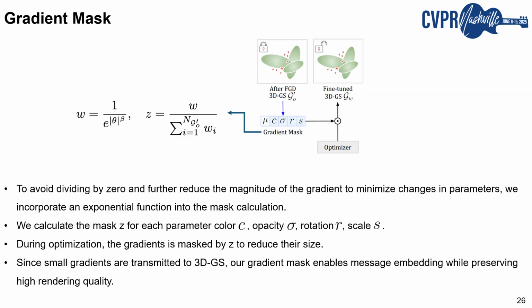After the FGD process, models still render high-quality images. We propose a gradient mask to maintain this quality, using an exponential function. We create the mask Z for each parameter: color, opacity, rotation, scale. During optimization, the gradients are masked by Z to reduce their size. Since small gradients are transmitted to the model, the parameters of the model become similar to the original ones.